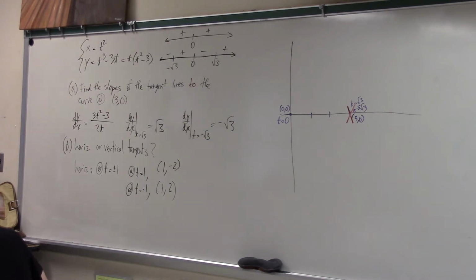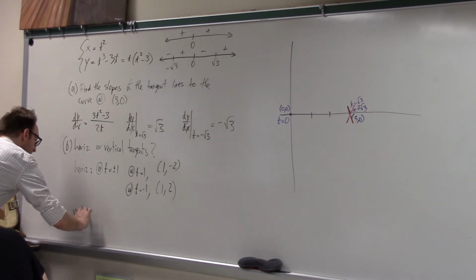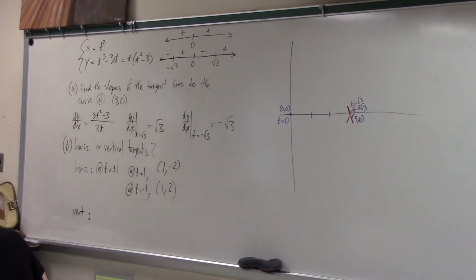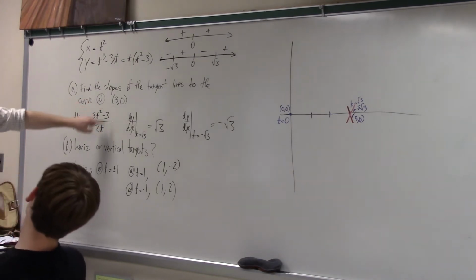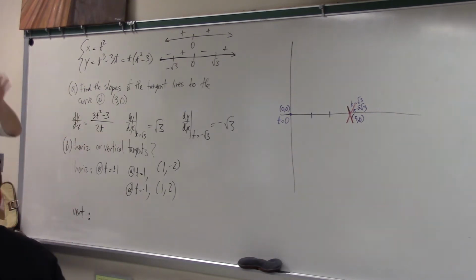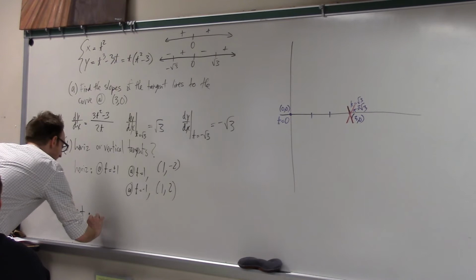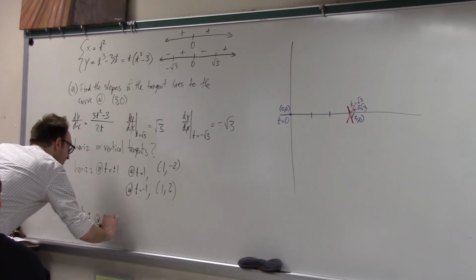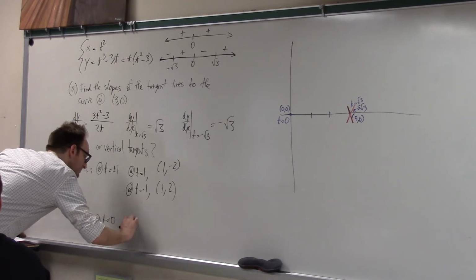And now how about vertical tangents? Where am I going to have a vertical tangent line? When t is 0. I'm going to have a vertical tangent line whenever this slope is going up to infinity, which will happen when t is 0. Kind of, right? At t equals 0, I'm going to have sort of an infinity. So that's going to be at t equals 0, and we know that at t equals 0, we're at the point 0 comma 0.